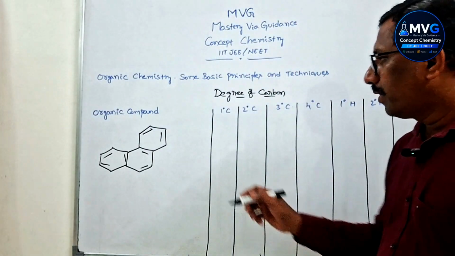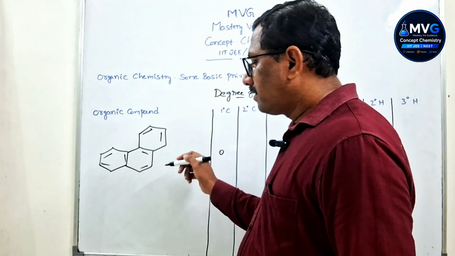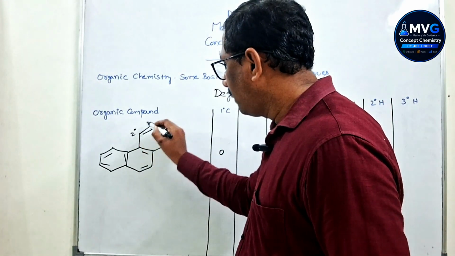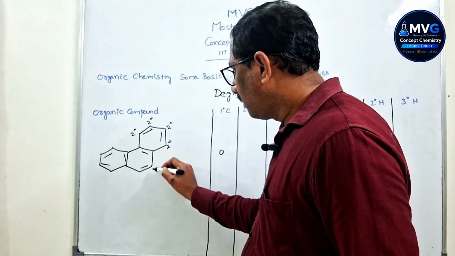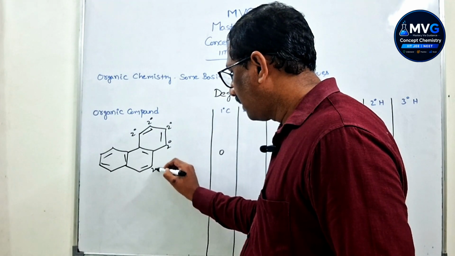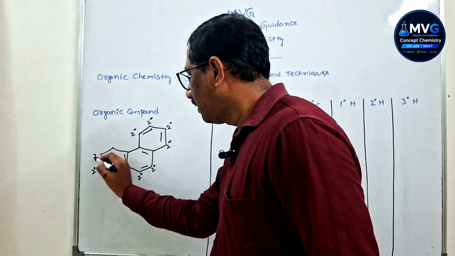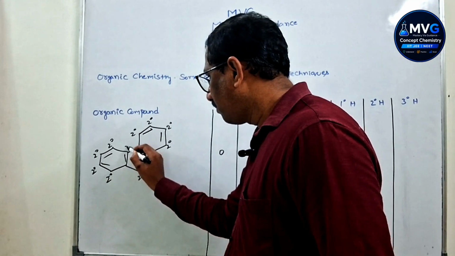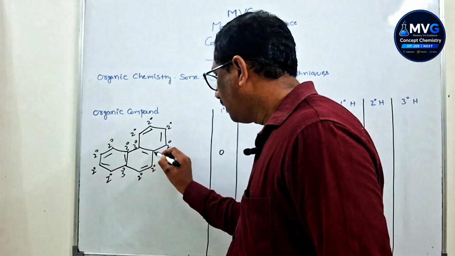Now students, how many primary carbons are there? 0. How many secondary carbons are there? Find, students. Secondary, secondary, secondary, secondary, secondary, secondary, secondary, secondary. This carbon is further connected with 3 carbons, means tertiary; here tertiary, here tertiary, here tertiary.